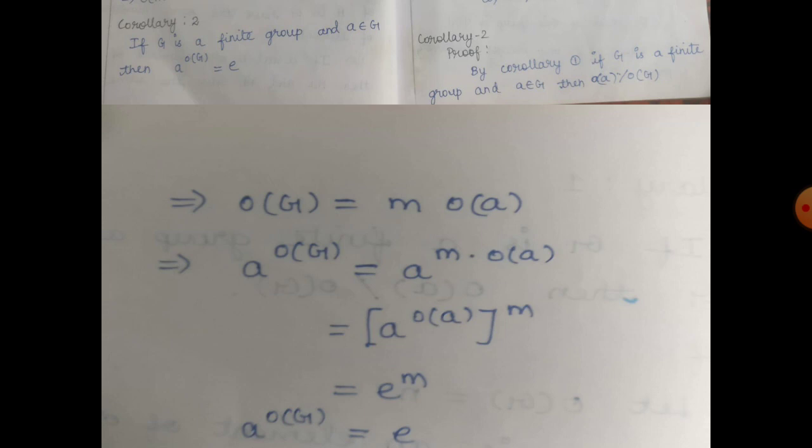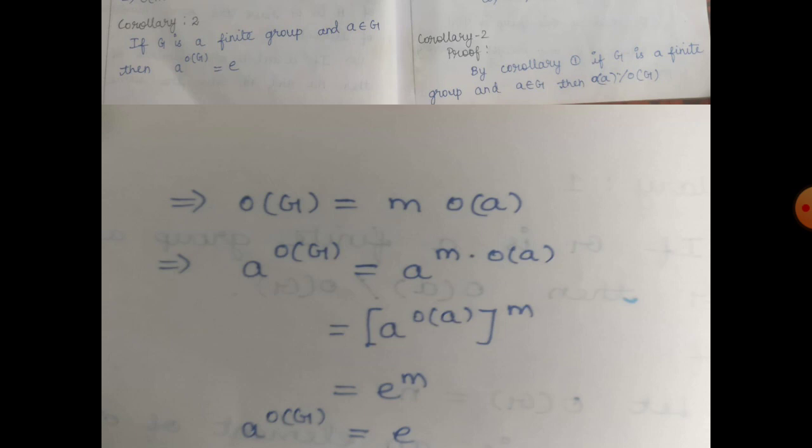For this we go for a power. a to the power order of G is equal to a to the power m into order of a. In a power with multiplication, we can write it as a whole power. So a to the power order of a, the whole power m. a to the power order of a will compulsorily be the identity element e. So e to the power m. The identity element is like 1, and 1 to the power anything is 1. So a to the power order of G is equal to e.